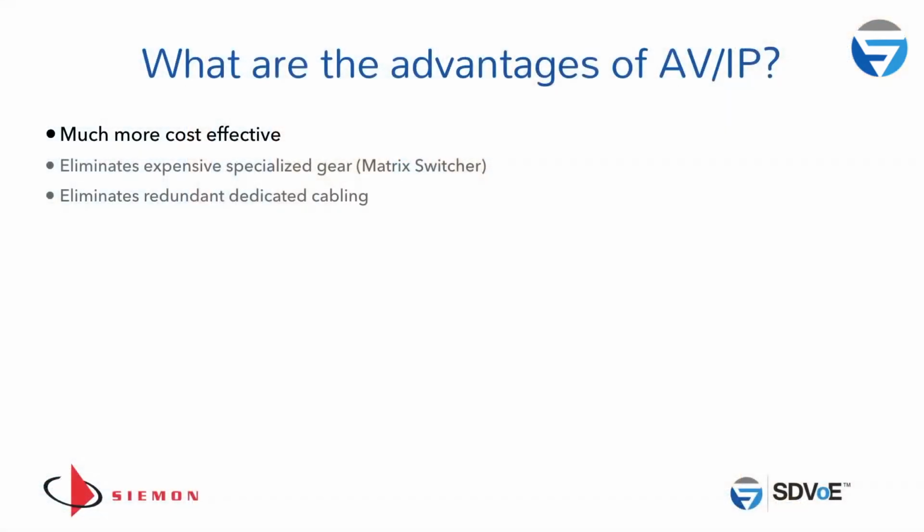Most organizations, most end users and enterprise environments, already have switches. They already have Ethernet switches as part of their LAN networking. So this can easily be incorporated into their LAN system without the need to purchase additional equipment. And it eliminates the redundant dedicated cabling.